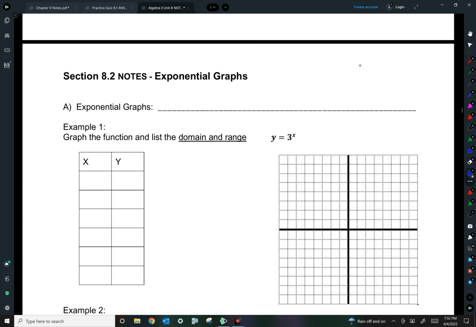All right, this is section 8.2 of the notes. It's all about exponential graphs.